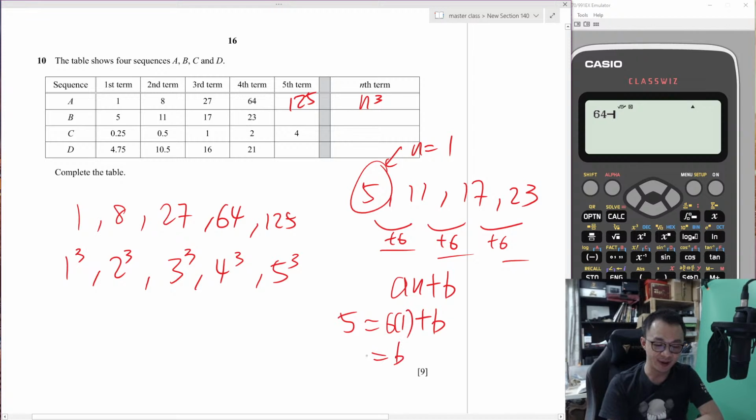b is minus 1. 5 minus 6 is minus 1, right? So this one is called 6n minus 1. Therefore the next one is 29. Alright, everyone knows that.